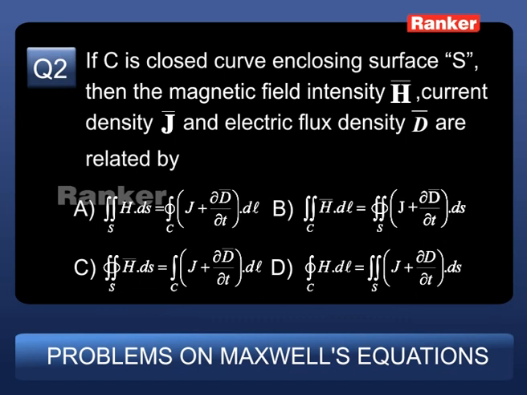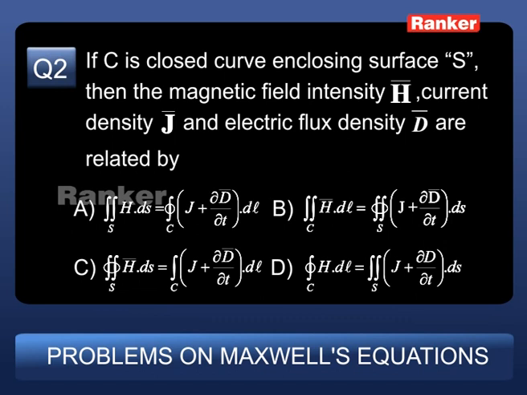Open surface integral of H ds is equal to closed contour integral of J plus dou D by dou t dl. Option B, open contour integral H dl is equal to closed surface integral of J plus dou D by dou t ds. Option C is closed surface integral of H ds is equal to open contour integral of J plus dou D by dou t dl. And option D is closed contour integral of H dl is equal to open surface integral of J plus dou D by dou t ds.